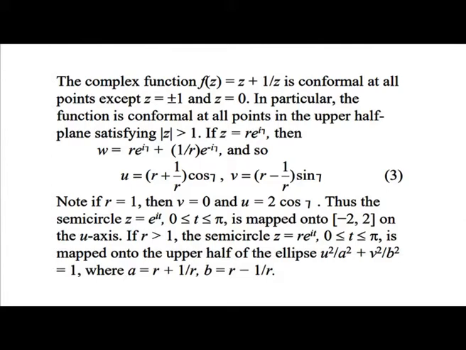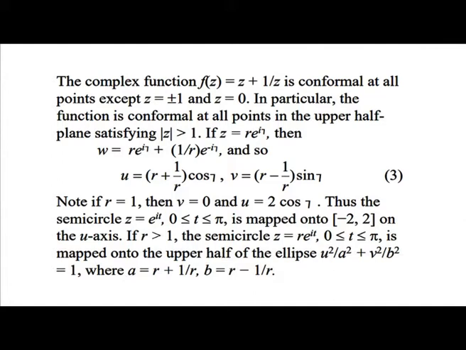If z is equal to r e raised to i theta, then f of z is equal to z plus 1 by z can be written as w is equal to r e raised to i theta plus 1 by r e raised to minus i theta, and so u is r plus 1 by r cos theta and v is r minus 1 by r sin theta. Now, if r is equal to 1, then v is equal to 0 and u is equal to 2 cos theta.